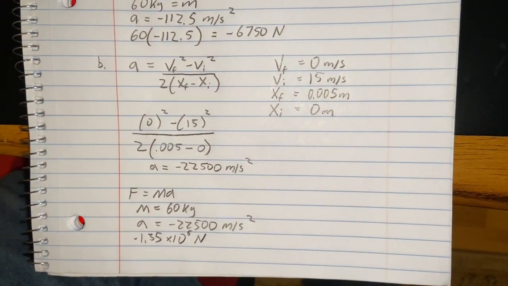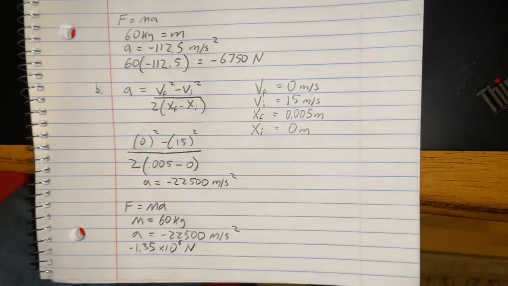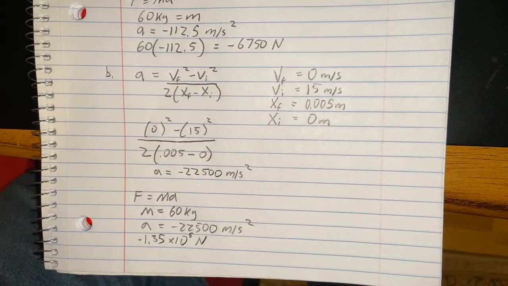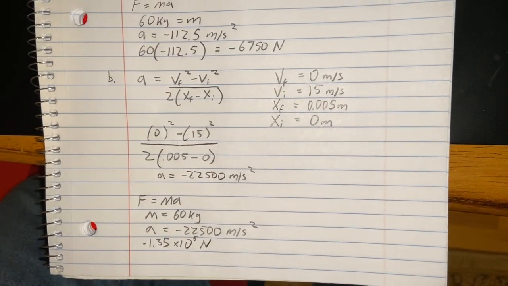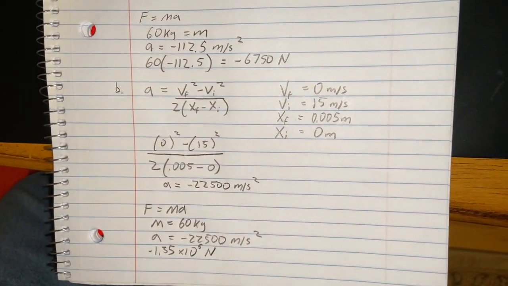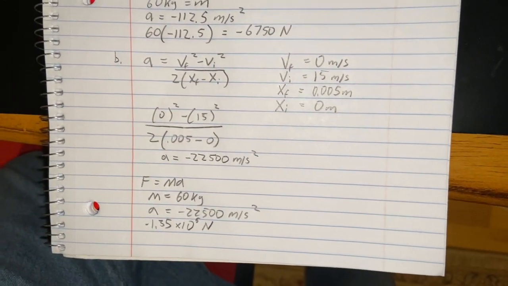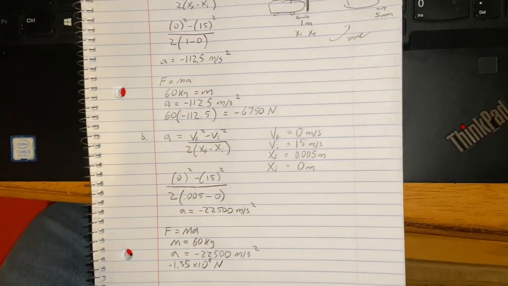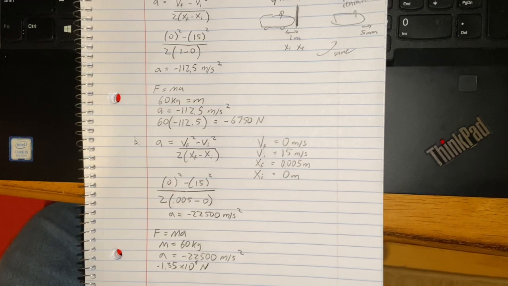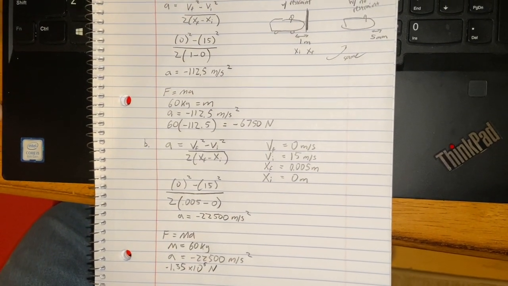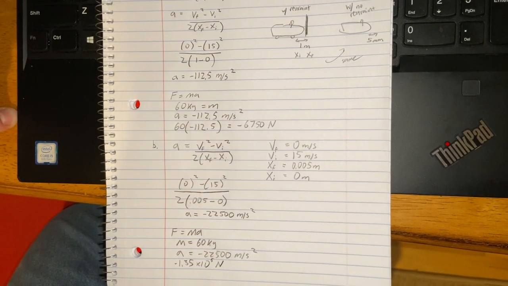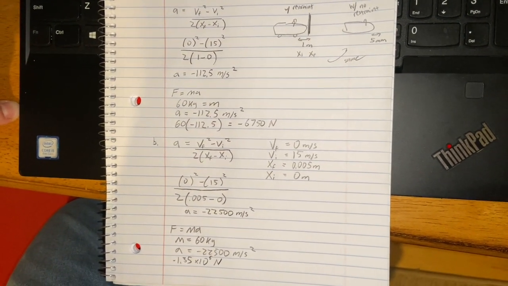So just like in the first part, you plug everything back into that equation, and you get an acceleration of negative 22,500 meters per second squared, and plugging that back in to get the net force is going to give obviously a very large number. You can see it right here. And the main takeaway from here is that it's going to be much larger than the force with the restraint.